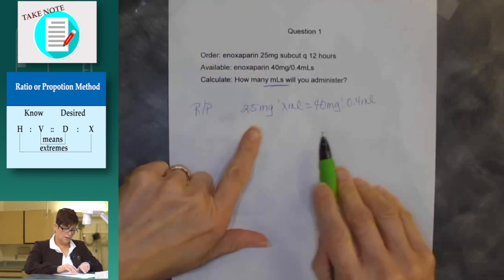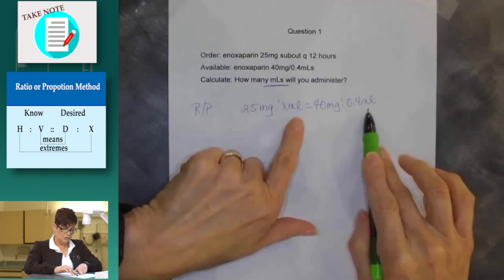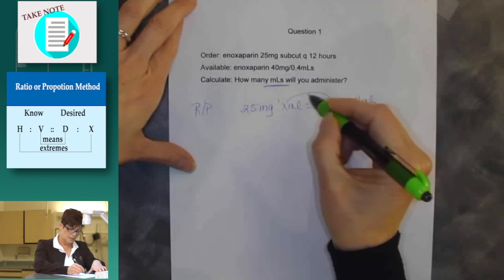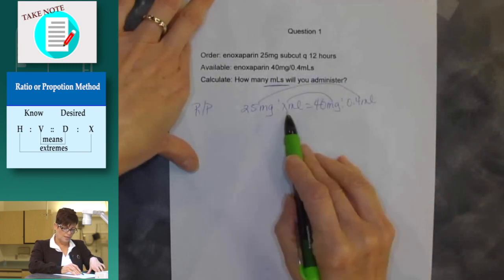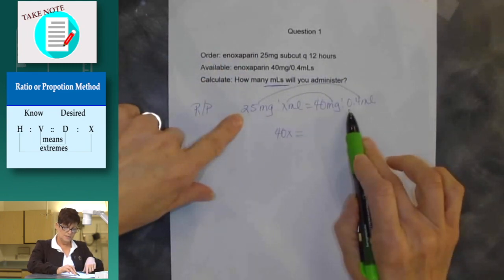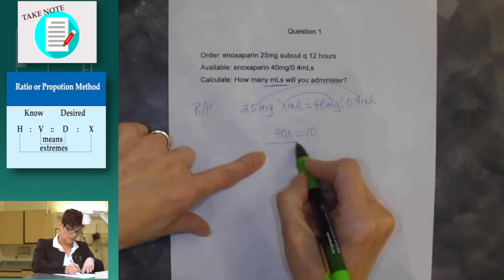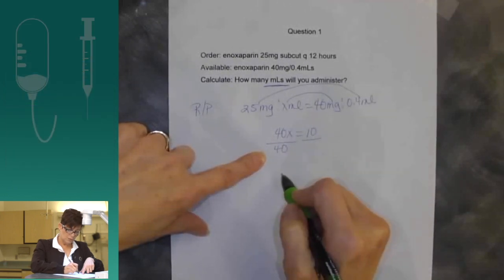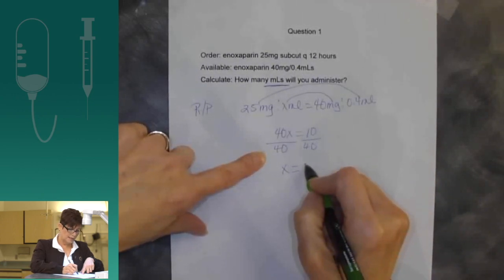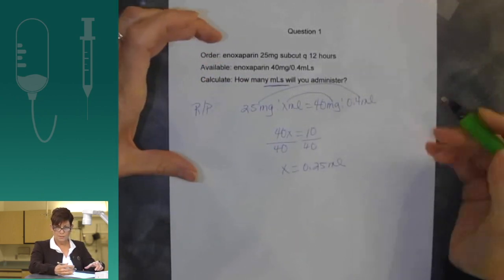With ratio proportion, you need to make sure that you have the same dosage, milligrams, on one side as you do mLs on the other. Then when you multiply, you're going to multiply the means times the extremes. So the means, we have 40x equals 25 times 0.4, which is 10. So now we need to divide. We're going to divide by 40 because we need to have x by itself. So we're going to divide 40 into 10, and we get 0.25 mLs. So that's the ratio proportion method.